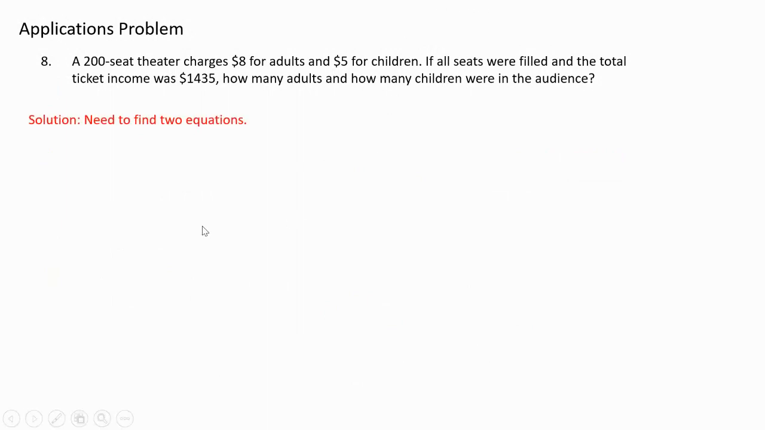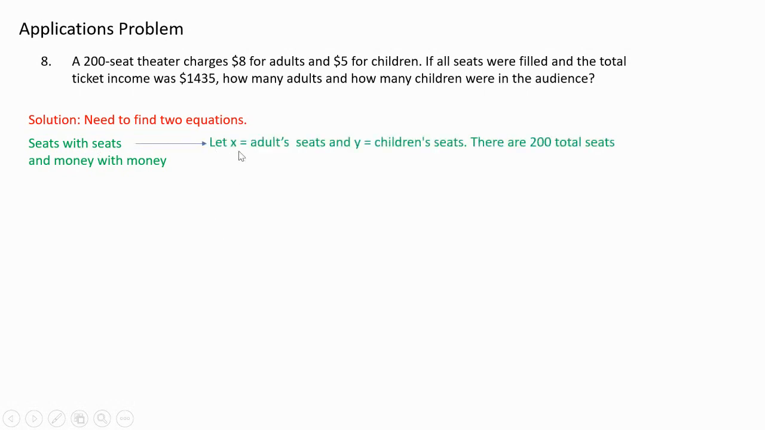Okay. So here's my setup. Need to find two equations. So I'm going to do seats with seats and money with money. What does that mean? This means that adult seats plus children seats must equal 200 seats. Let me do the first one. The first setup here: we're going to let x equal adults. We're going to let y equal children. And there are 200 seats, right? So x plus y must equal 200, because these are the seats. x adult seats plus y, which are children seats, equals 200 seats.